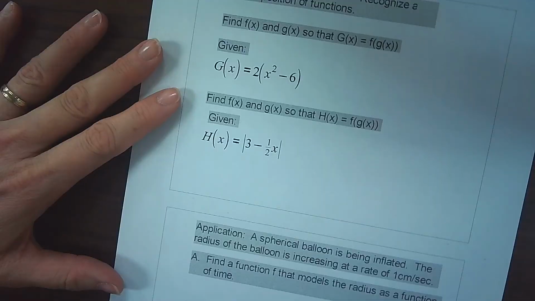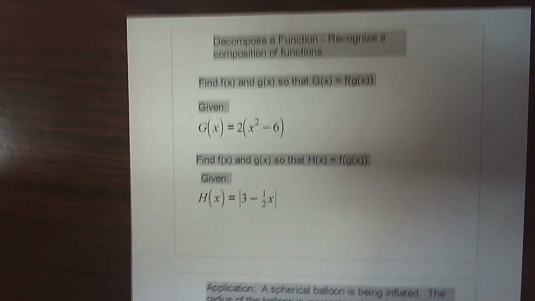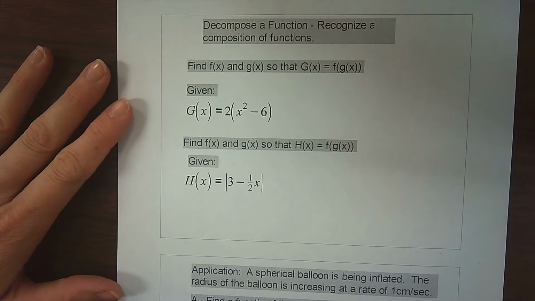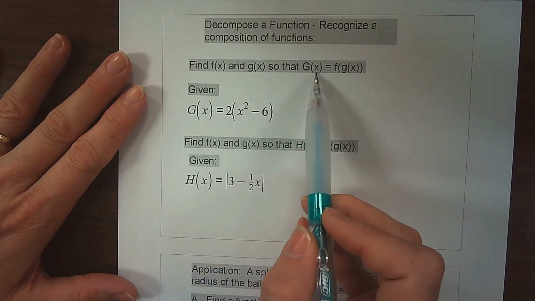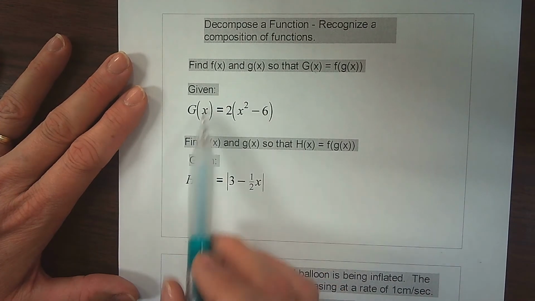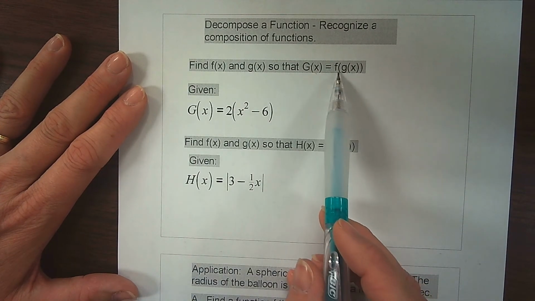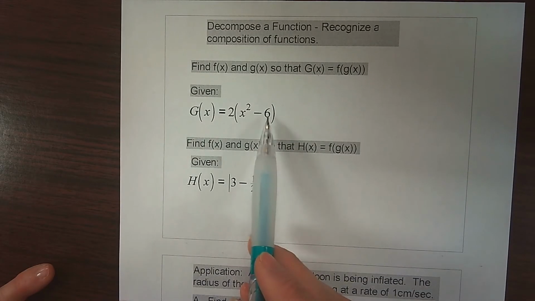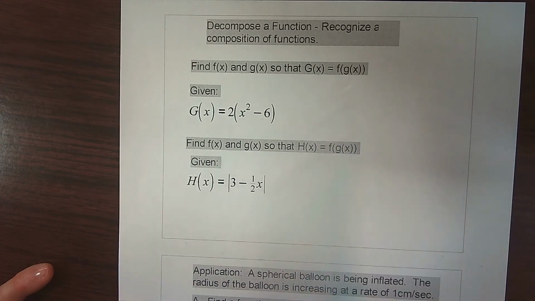All right, let's take a look at a couple more of the decomposing problems. So, whoops, sorry about that, bumped the camera. So again, here I'm given capital G of x, here's the function, and they're asking me to find two functions, little f of x and little g of x, such that this is the result when I perform this composition.